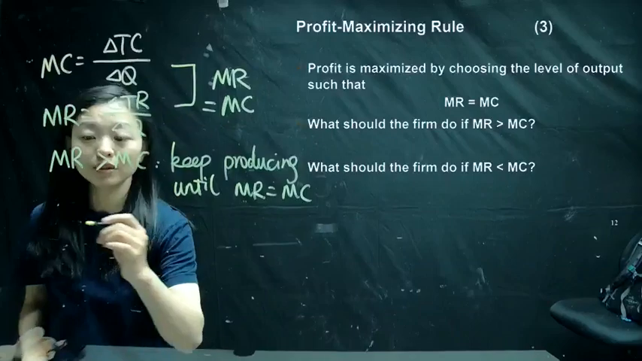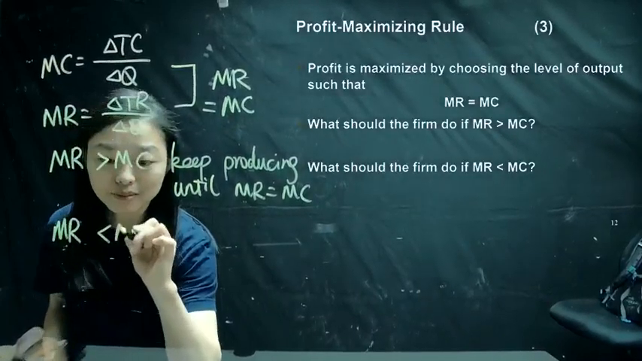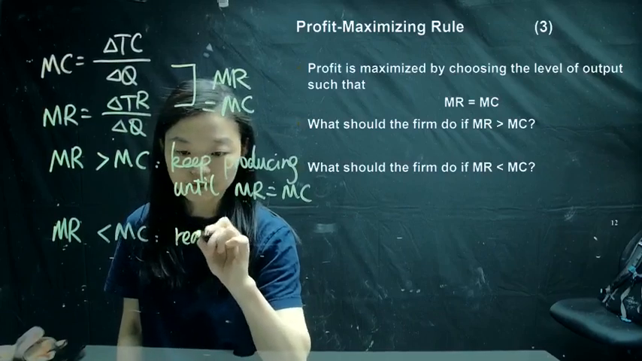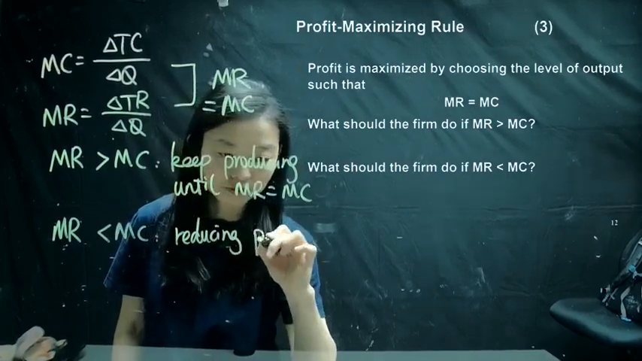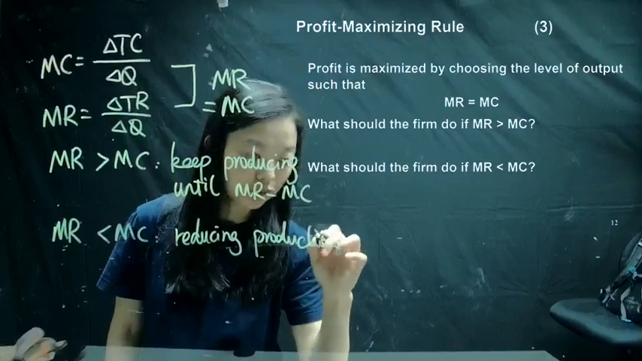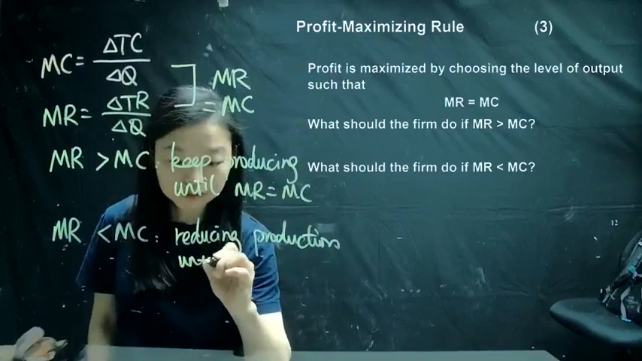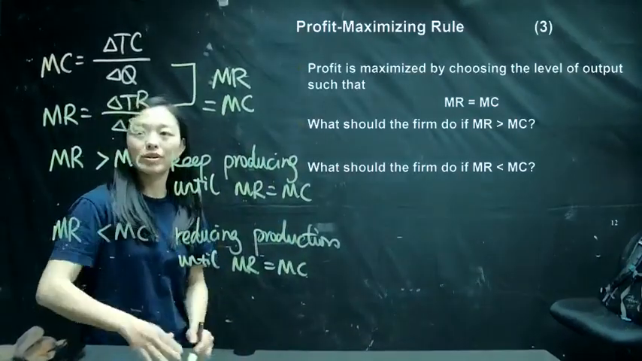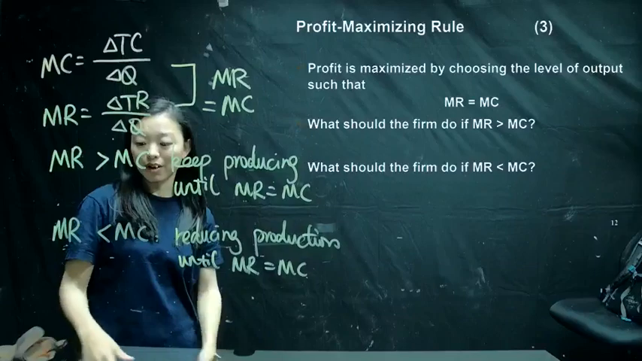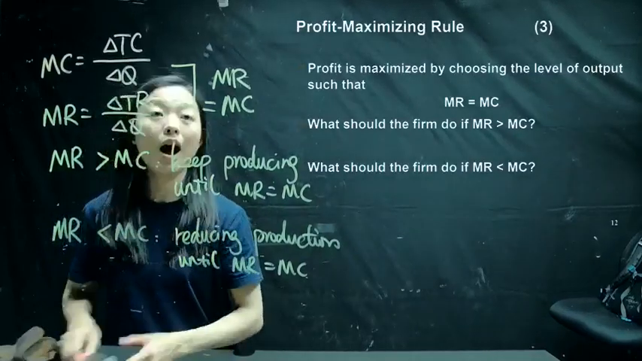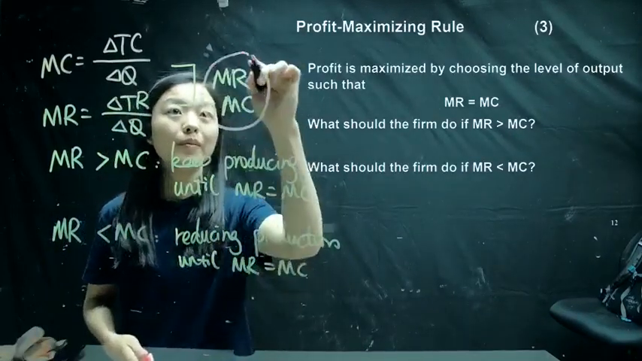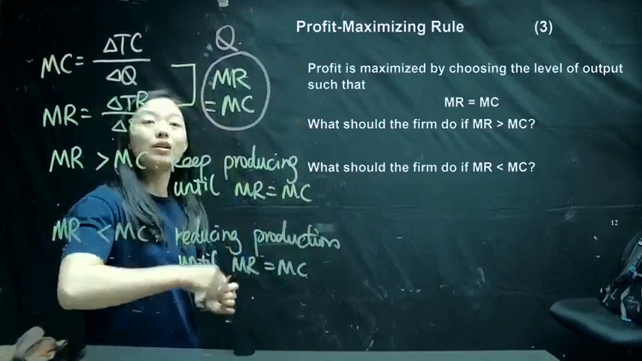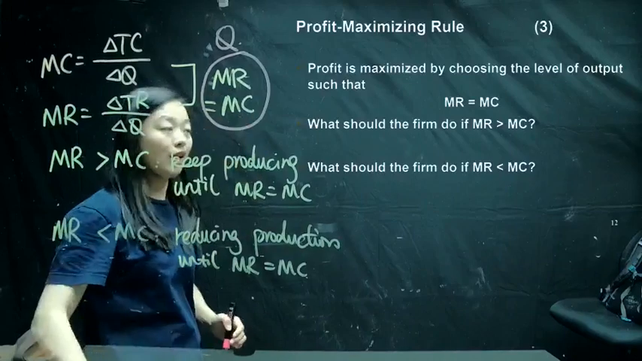And what will the firm do if the marginal revenue is less than marginal cost? The firm will reduce production, reducing the production until marginal revenue equals marginal cost. Okay, so this is why we say in order to maximize the profit, we need to always choose the output level which will make marginal revenue equal marginal cost.